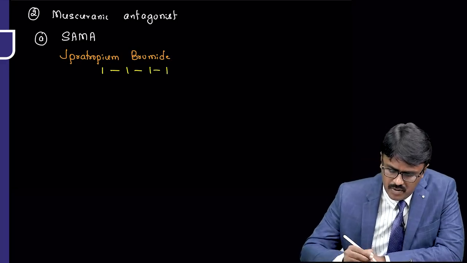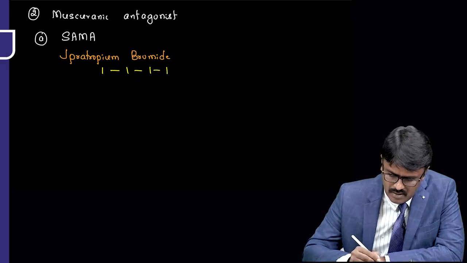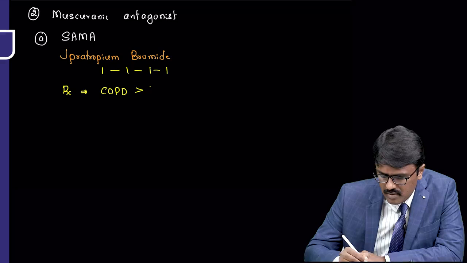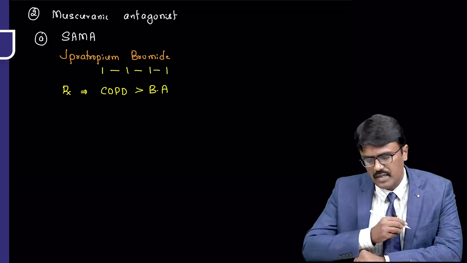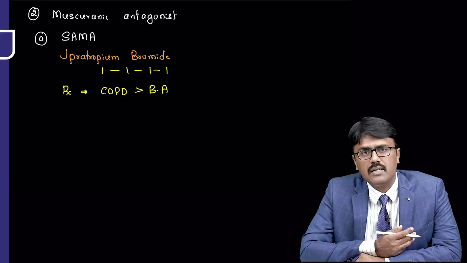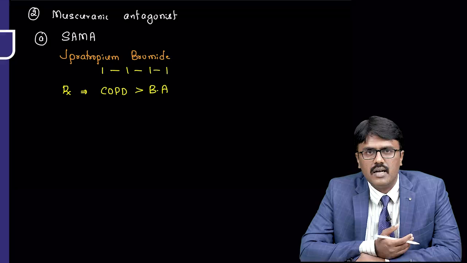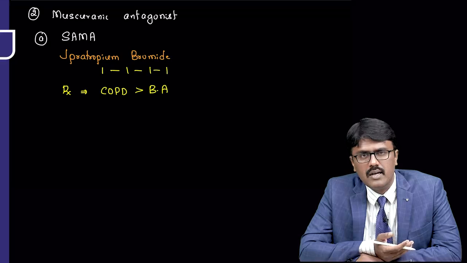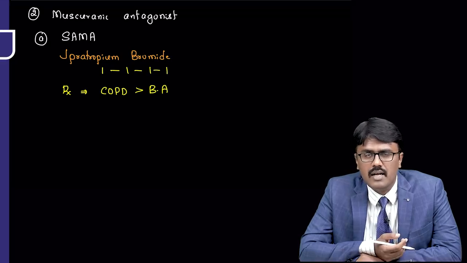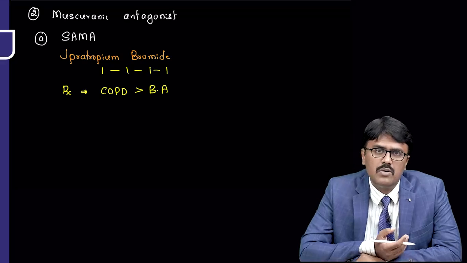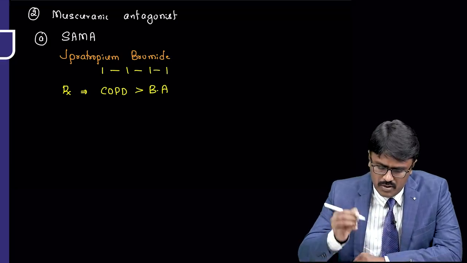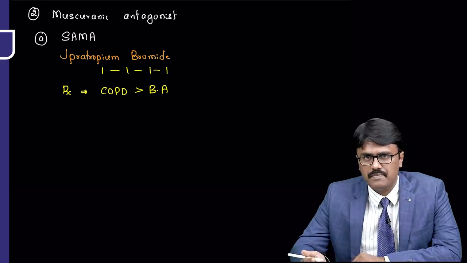And this ipratropium bromide, where to use it? It is mainly used for COPD more than bronchial asthma. The reason is in COPD the larger bronchioles are affected, and it is because of high cholinergic tone. So that's why we use anticholinergic drug like ipratropium. But in asthma, the smaller bronchioles are involved, so beta 2 agonists are better for asthma. Clear? Yes. So these are used for COPD more than bronchial asthma.